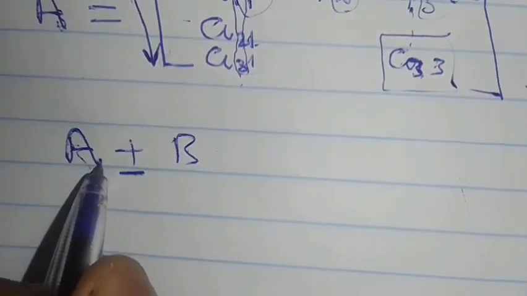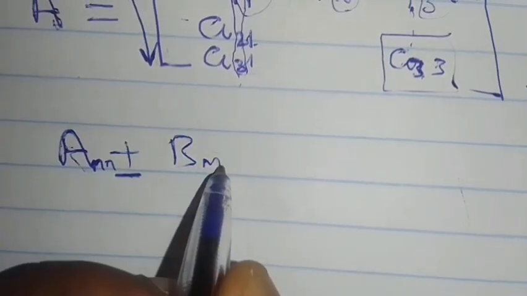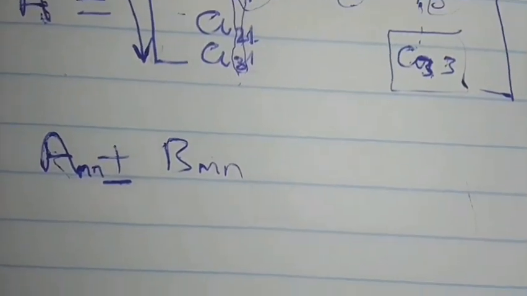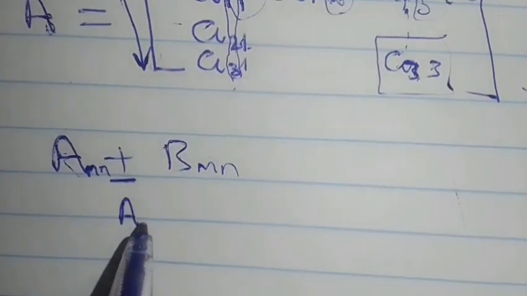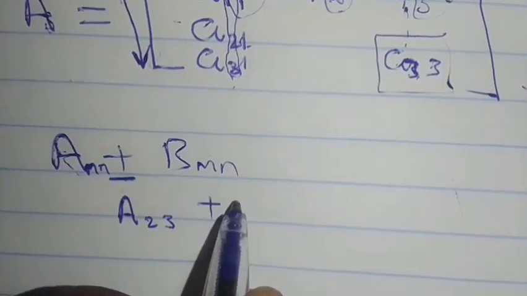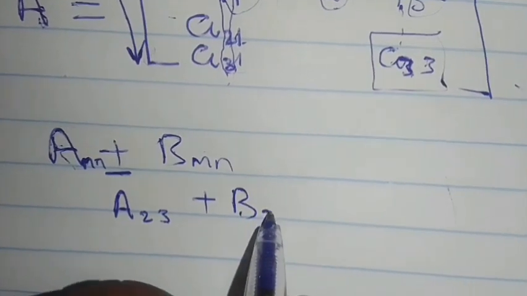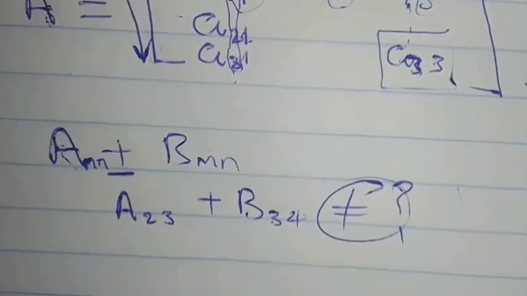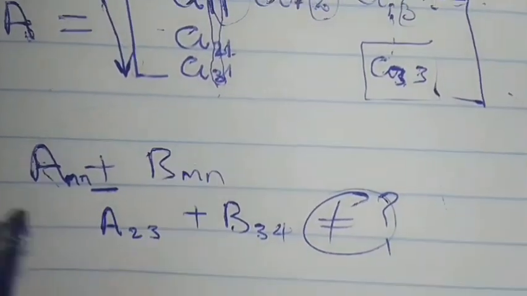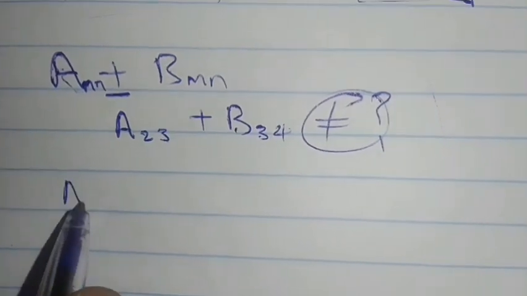So what about the sum of matrices, or the difference of matrices? You can only add two matrices if they both contain the same number of rows and columns. So if you have a 2 by 3 matrix plus a 3 by 4 matrix, you cannot add them, because what you do is add the corresponding entries. Let me show you what I mean by adding the corresponding entries.